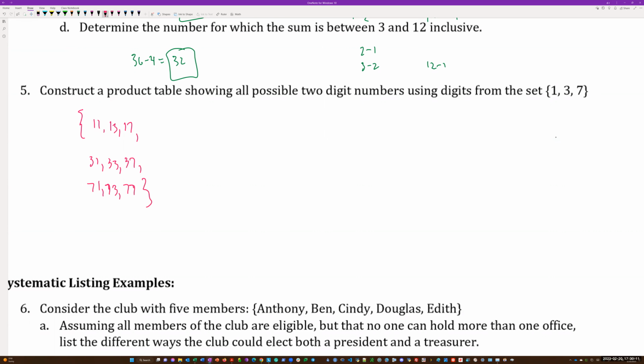And then this is really a product table that I just made anyway, because all I really did was pretend there was a first number and then a second number. The first number could be a 1, a 3, or a 7. The second number could be a 1, a 3, or a 7. So we would get 1-1, 1-3, 1-7, 3-1, 3-3, 3-7, 7-1, 7-3, 7-7. Any question? Is that okay?